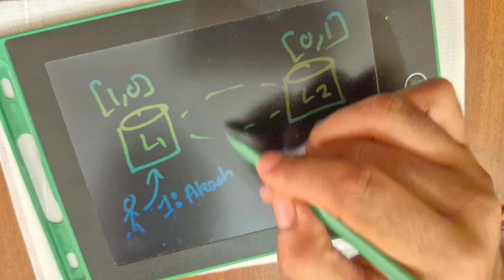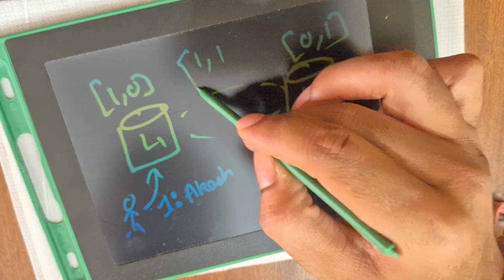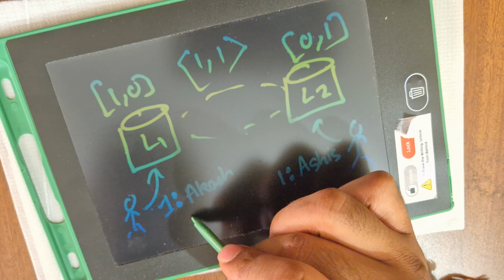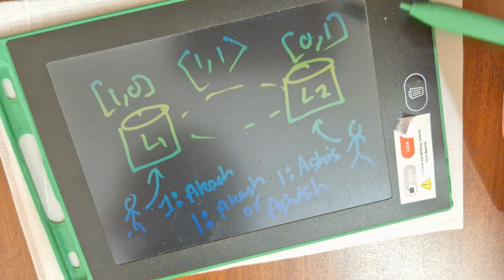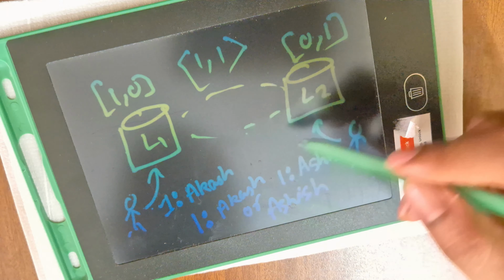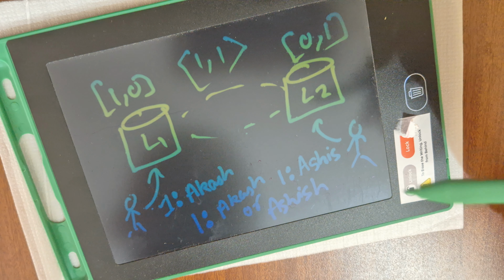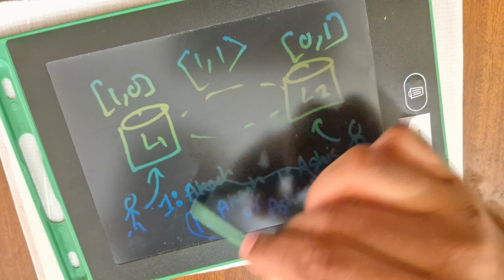When they sync, they want to become 1 comma 1, but then is employee number 1 Akash or Ashish? What is the value? This was very helpful when we were doing count, but when we are not doing count, when we are putting values, which one should be the value?